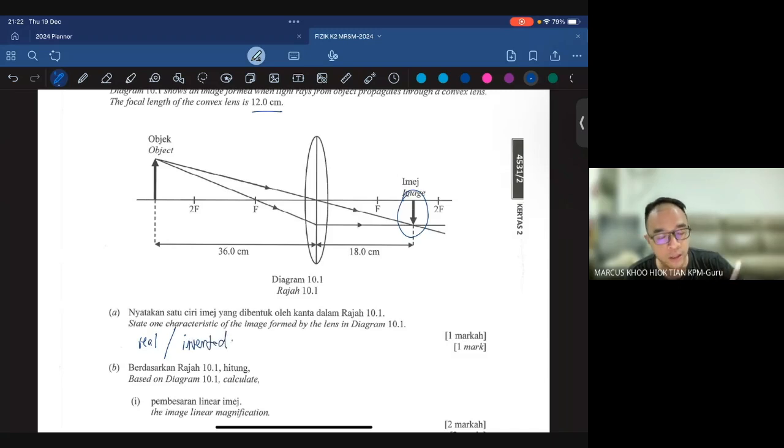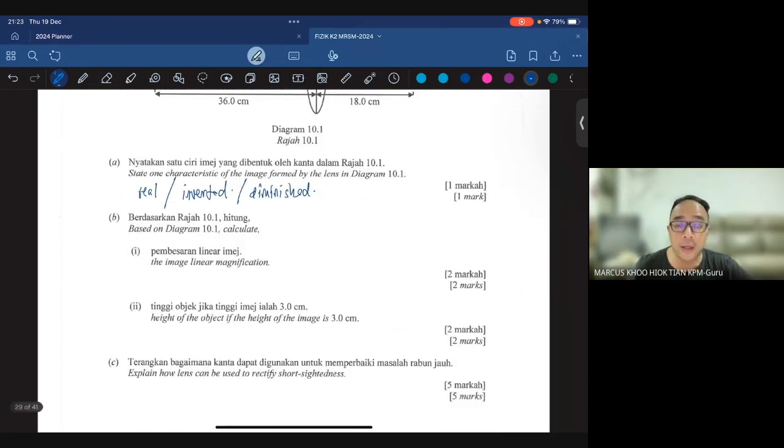How do you know it's inverted? Because the original is pointing upwards, and inverted is pointing downwards. So it's inverted and it's also diminished, smaller than the object. Either one also can. Sure, you can answer all three. I don't think it's a very big issue, but make sure you get at least one correct. Okay, the linear magnification. There are two formulas for linear magnification.